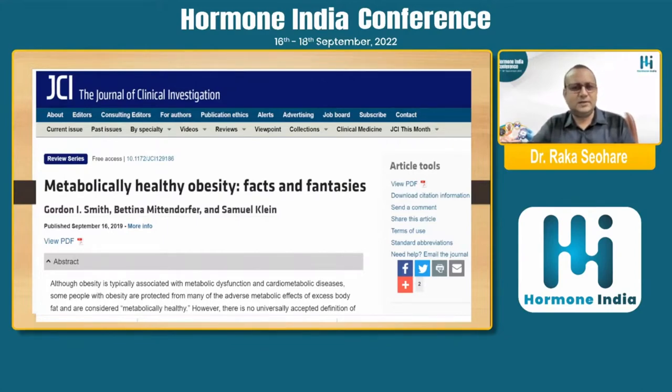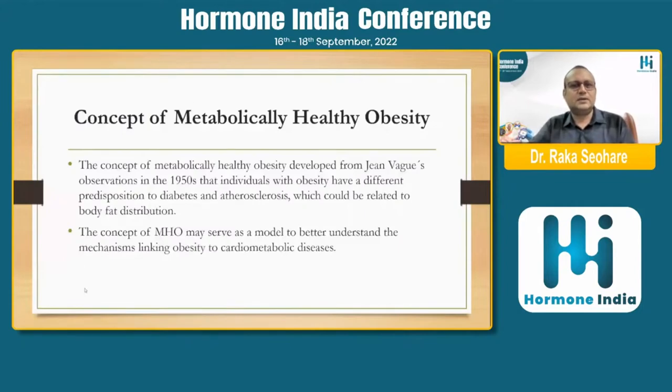Why are my slides not changing? It's taking time. The concept of metabolic healthy obesity was given in 1950, long way back, by Jean Vague in his observations that obesity has different predispositions to diabetes; every obese patient is not going to be diabetic. Why? And this concept of MHO may serve as a model to better understand the mechanisms linking obesity to cardiometabolic disorders.